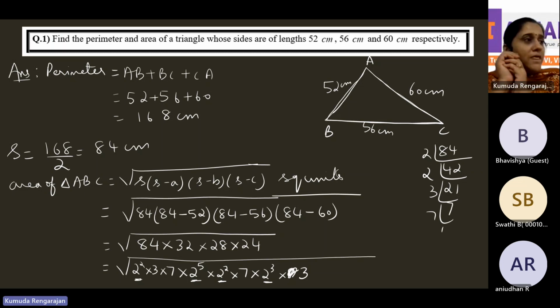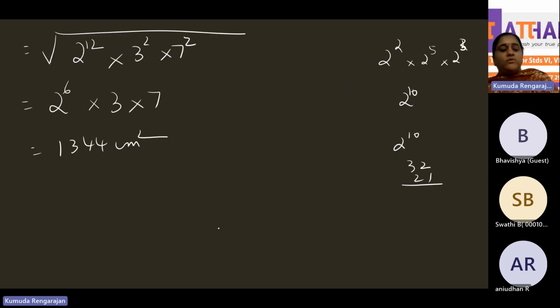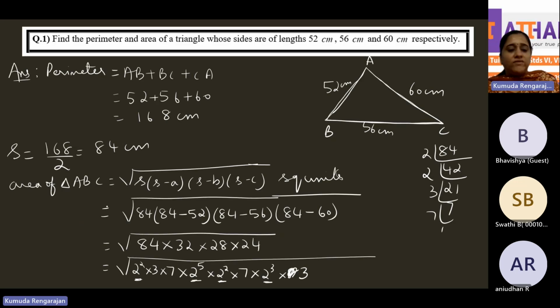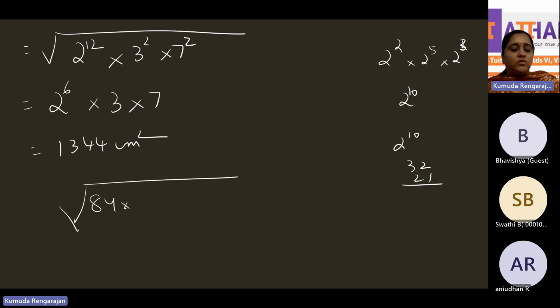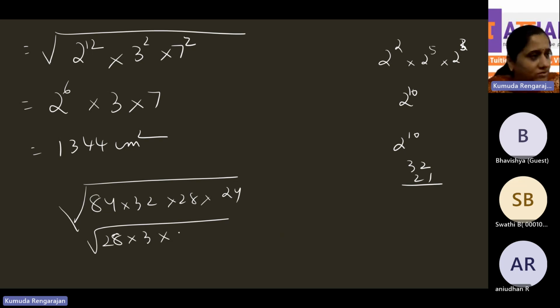28 into 3, yeah. Yeah, you can write 84 as 28 into 3, correct? Yeah, okay, I'll help you. Tell me what you have done. What is it you have? 84, 32, 28, and 24. Yeah, you can write 84 as 28 into 3. Then 32 as 8 into 2. 8 4s are 32.